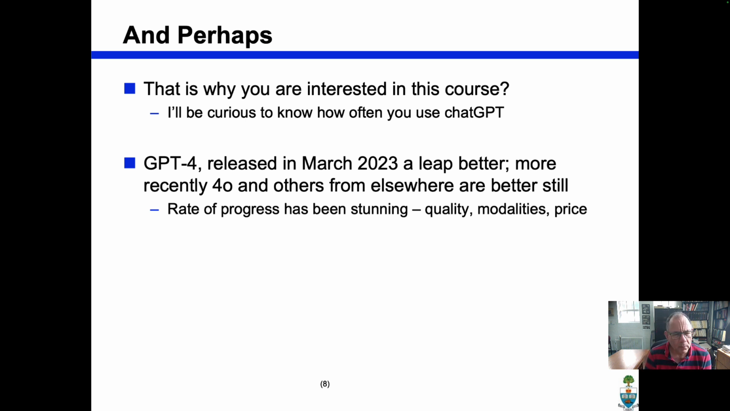The rate of progress of these models has been absolutely stunning. The quality, the modalities that they can handle. I mean, we're mostly going to focus on language in this course, but there's pictures in and out, video in and out, and sound in and out, which is amazing. That's different modalities, and the price has been plummeting, actually. I was looking at something today that was an innovation that we'll learn about in this course that brought the price down dramatically if you're doing repeated calls.